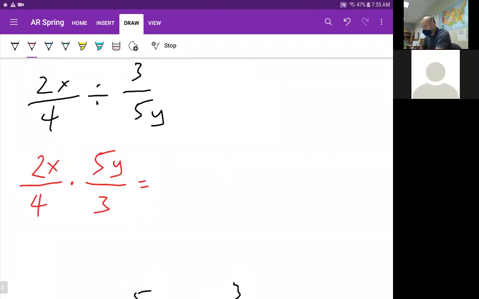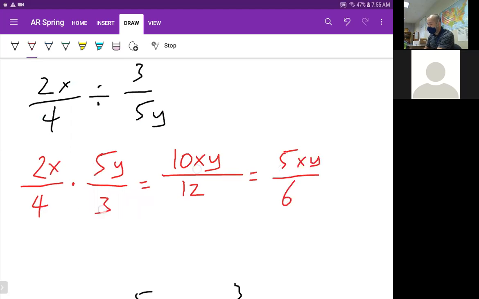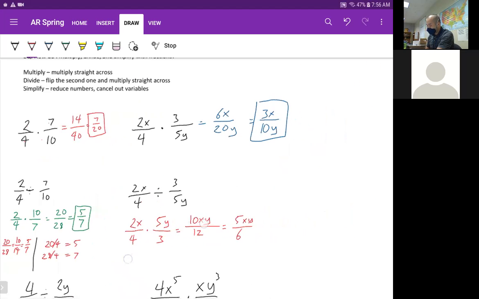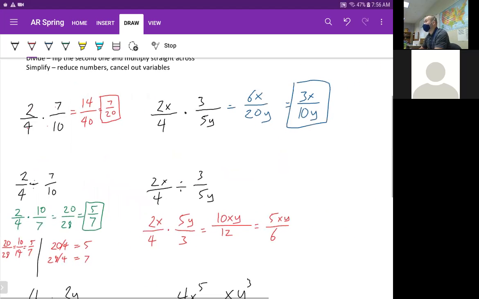So 2 times 5 is 10. Then x times y is just going to be xy. You don't have to do anything else with that. 4 times 3 is 12. So again, these reduce to 5 over 6, and then xy stay there. So that's the basic part. You multiply straight across, or you flip it and go straight across.